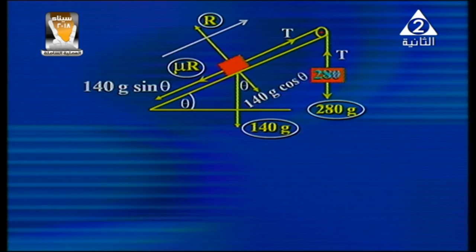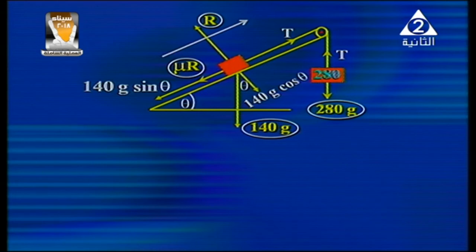We resolve 140 g into 140 g cosine theta, and its perpendicular component 140 g sine theta, in the line of the inclined plane, parallel to the inclined plane.